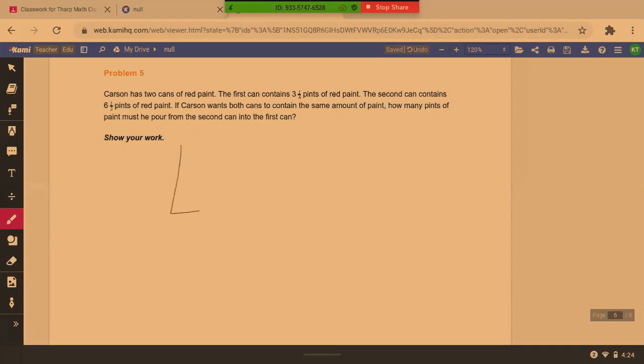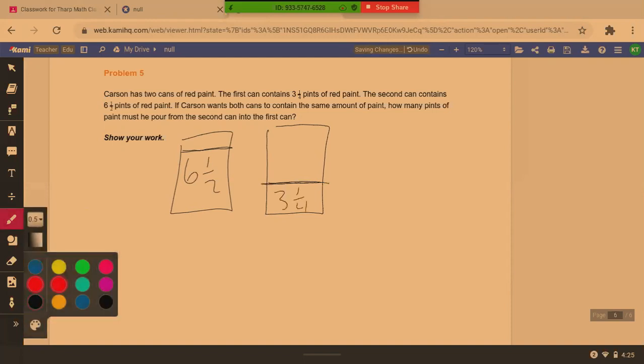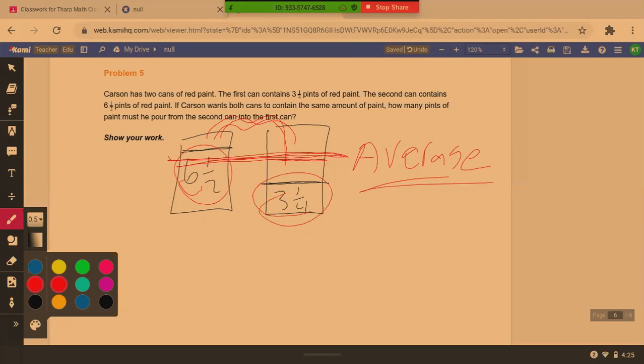So he wants both cans to have the same amount because right now one has 6 1/2 and the other one has 3 1/4. So he wants to just pour some from the 6.5 to make them even. He wants them to have the same amount. He wants them to have an average. So we need to find the average between 6.5 and 3 1/4.